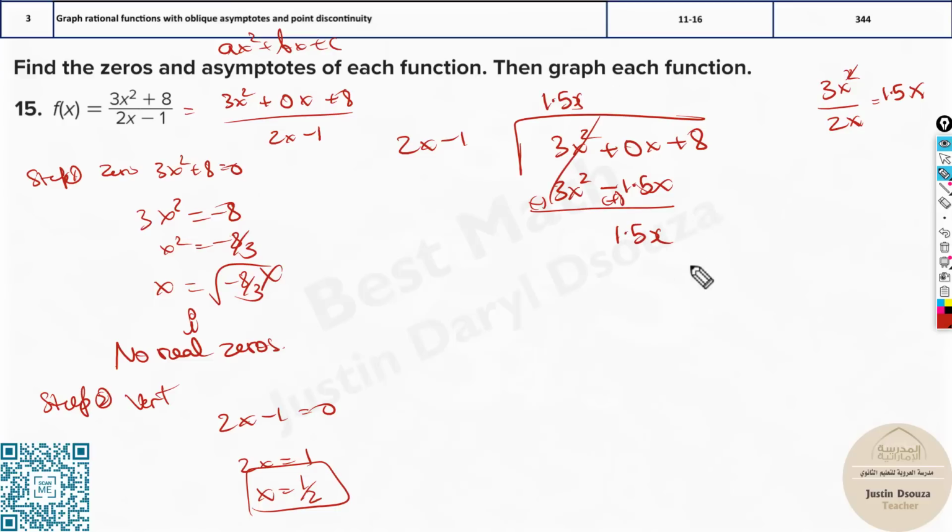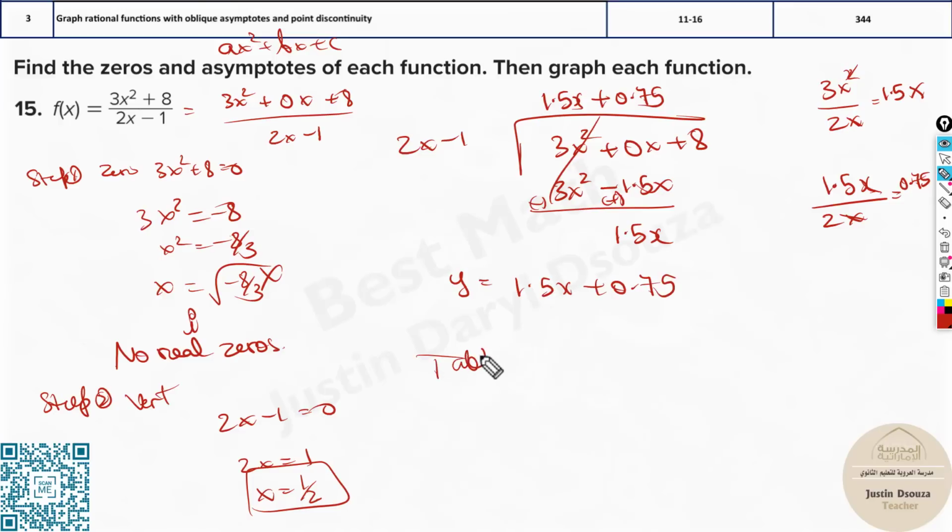Now we don't need to do anything further. Don't bring this down or anything. Just whatever this number is, 1.5x divided by, what is this? It's 2x. So now what is 1.5 is half. Divided by 2 means half, right? This cancels off. You will have 0.75 basically. So 0.75 times 2 is 1.5. Here it's plus 0.75. So the oblique asymptote is y equals 1.5x plus 0.75.